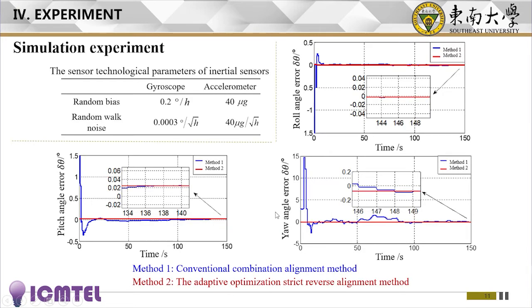After that, the 115 second data is used for alignment simulation. Measure one is the conventional combination alignment method, and the other is the adaptive optimization forward and reverse alignment method. It can be seen from the figure that the pitch, roll, and yaw angle errors can be quickly compensated at the initial stage of alignment in the proposed measure 2. However, the inaccurate and oscillating angle values in measure 1 last for a long time, which is not suitable for fast alignment of ships.